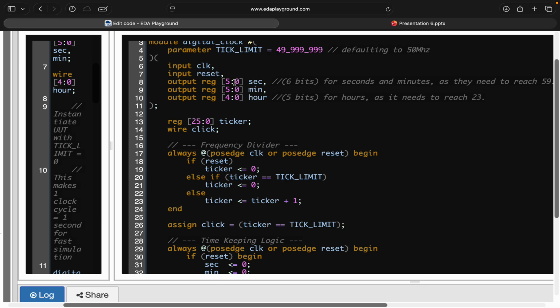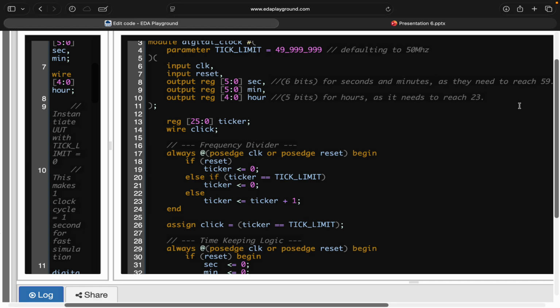Here we have a 6-bit register because second and minute need to reach up to 59, but for the hour it is only 23, right? Because you have only 24 hours, so 5 bits is enough. Then we have a 26-bit ticker that will count until it reaches this tick limit.